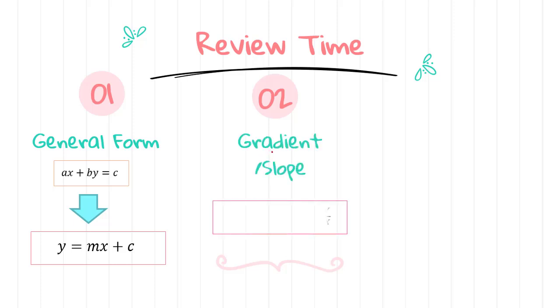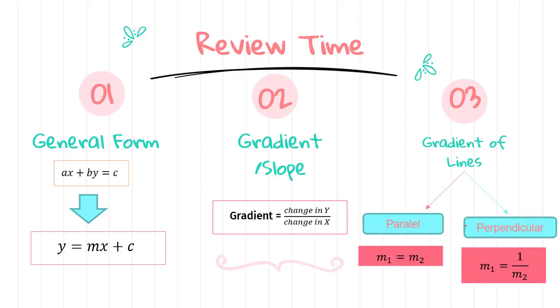And then also you already learned about the gradient or slope, or gradient is equal change in y out of change in x. And also you already learned about the relationship of lines. There are 4, but right now we just focus on 2. There are parallel and perpendicular. In parallel, 2 lines are parallel if the gradient of the first line is equal with the second line, or m1 = m2. And for perpendicular lines, the gradient is m1 = -1 out of m2.